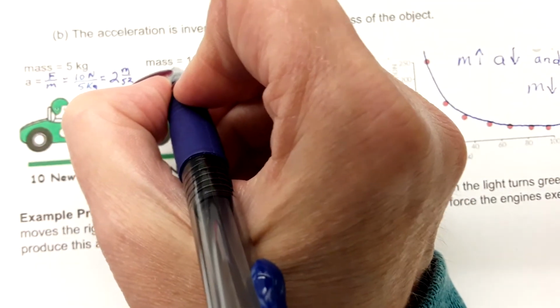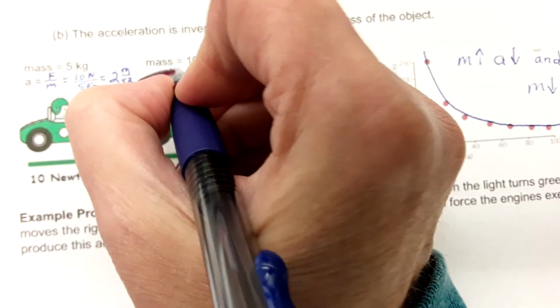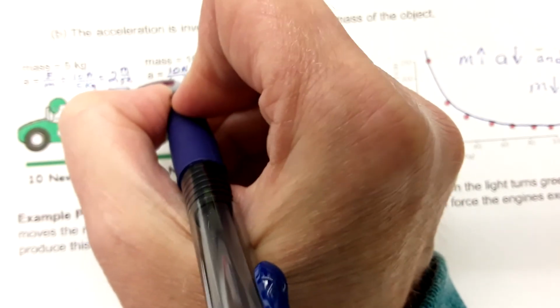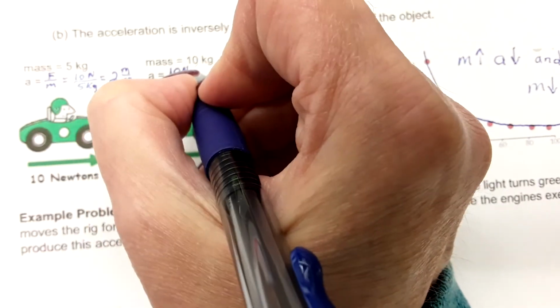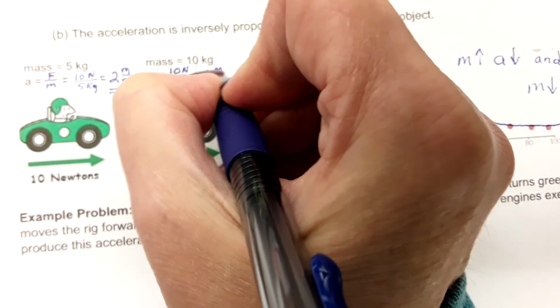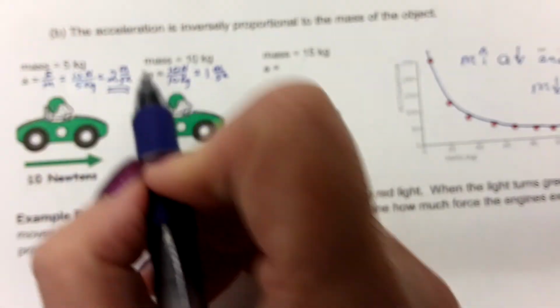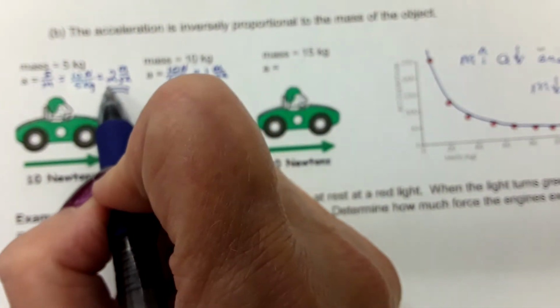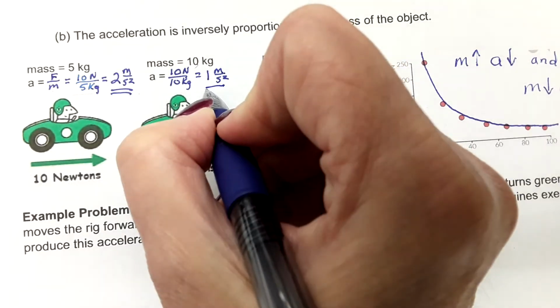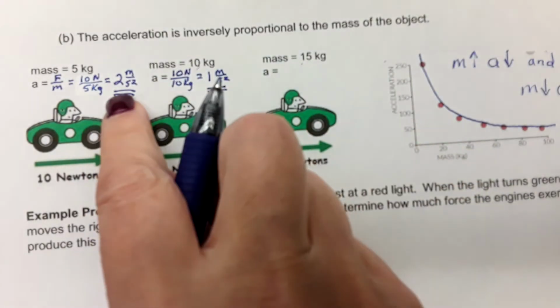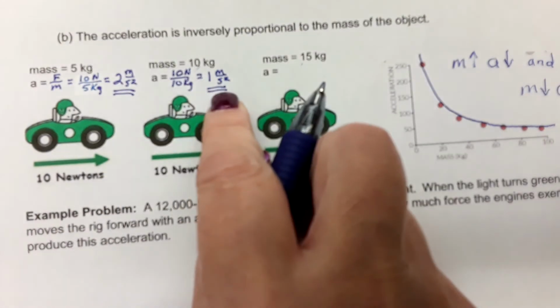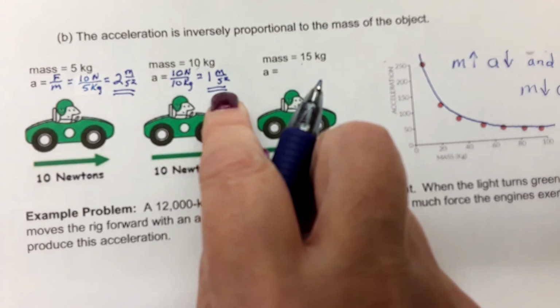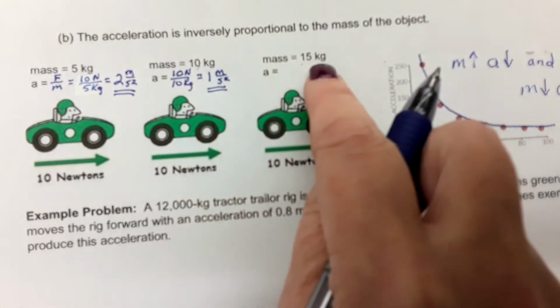Let's take a look. Force divided by mass, that's going to be 10 newtons over 10 kilograms. 10 divided by 10 is 1 meter per second squared. So notice, when we doubled the mass, we ended up with half the original acceleration. We go from 2 to 1, don't we? That's half.